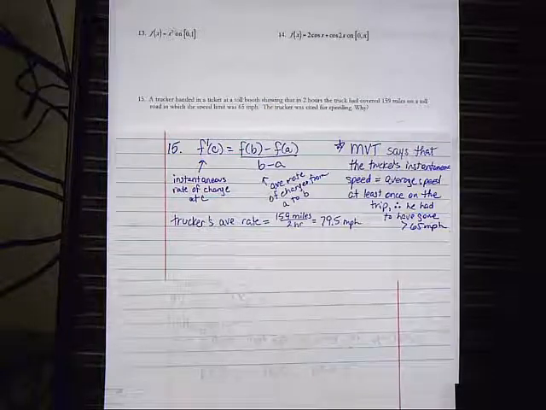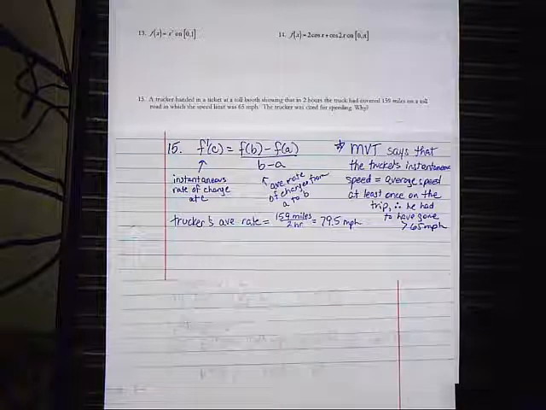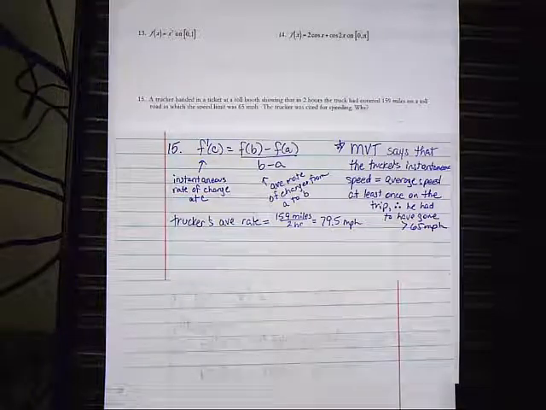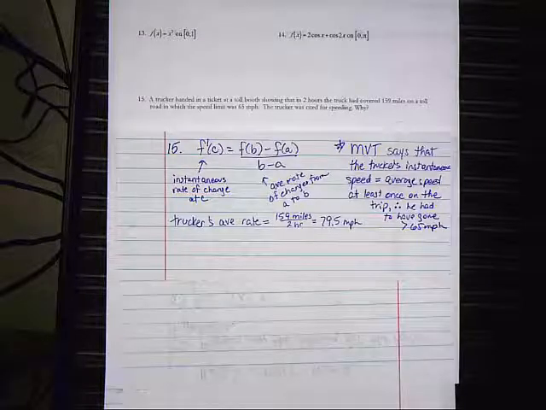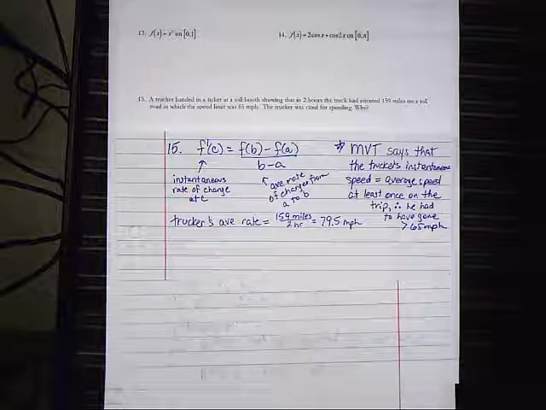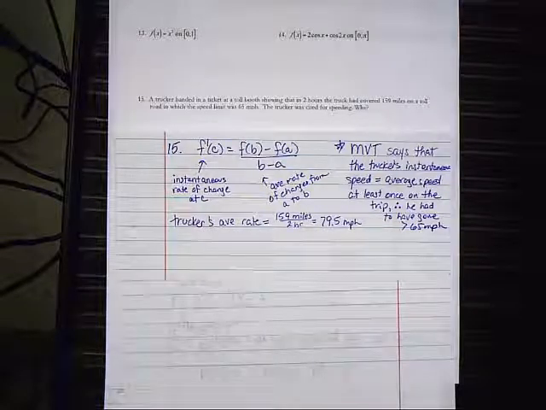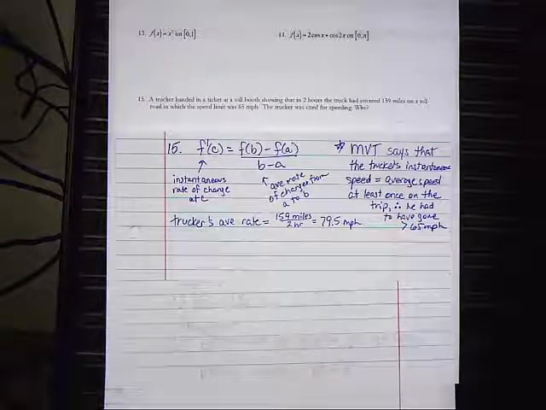You're going to write all that down. Mean value theorem says that the trucker's instantaneous speed is equal to his average speed at least once on the trip. That's what the theorem says. Therefore, he had to have gone more than 65 miles an hour because he had to have gone at least 80 at least once. Probably went 80 or maybe even 90 for part of the trip.